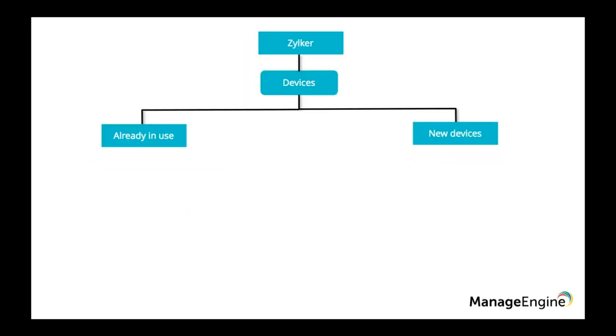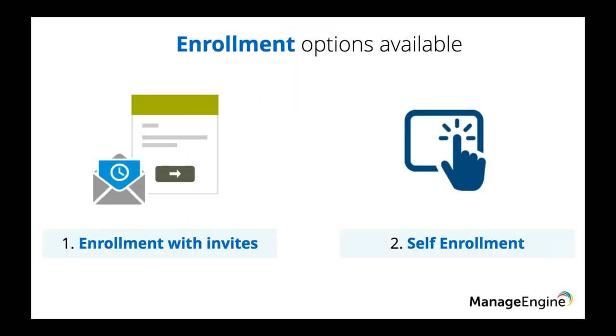And the other category is the new devices that are in stock and are supposed to be handed over to the employees as and when they join. We will look at the methods that are provided by MDM for managing both these categories of devices. So firstly, we'll be looking at enrolling devices that are already in use. These are the devices already in the hands of the employees.